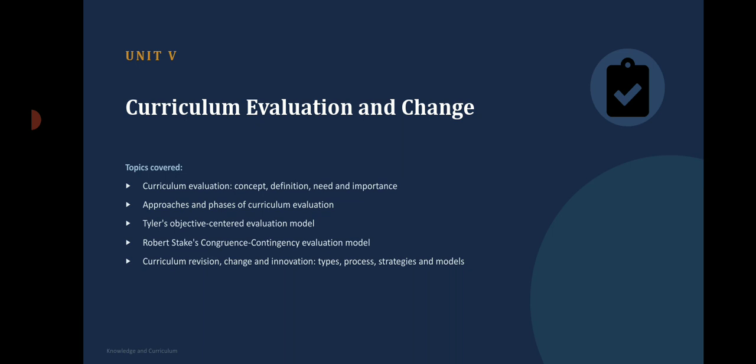Okay, so curriculum evaluation and change is the 5th unit, and it consists of curriculum evaluation concept, definition, approaches, phases, Taylor's objective, Stake's congruence, and curriculum revision. First, what does curriculum evaluation mean? Evaluation is the last step, right? So curriculum evaluation refers to the evaluation of different components of the curriculum, that is, objective, content, method, everything, and involves the evaluation procedure for students' assessment.